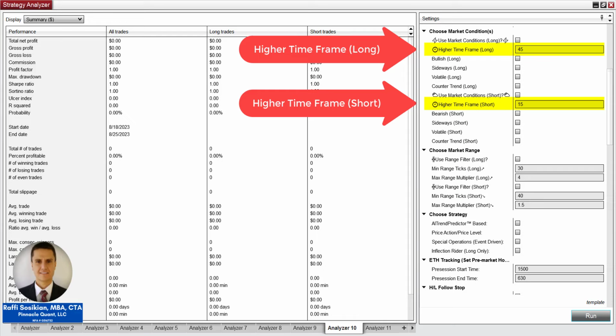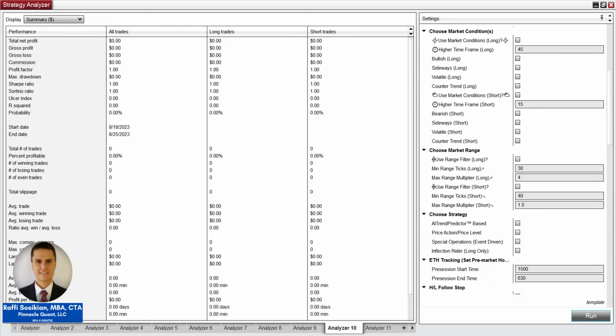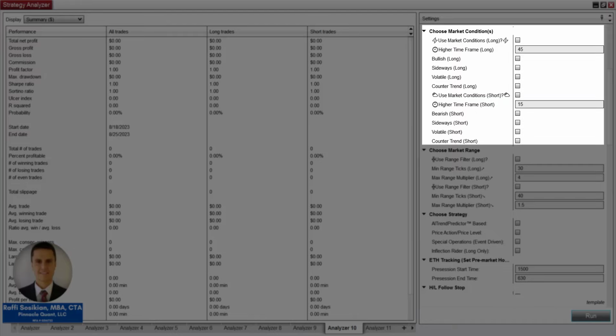The higher time frame can range from as little as 2 minutes to as much as 240 minutes, so a 4-hour chart. In my view, each of these conditions may provide traders with higher probability trades, as knowing the market condition you're in prior to trade entry may reduce the number of bad trades. Just imagine how your monthly P&L will look if you had eliminated just half of your losing trades.